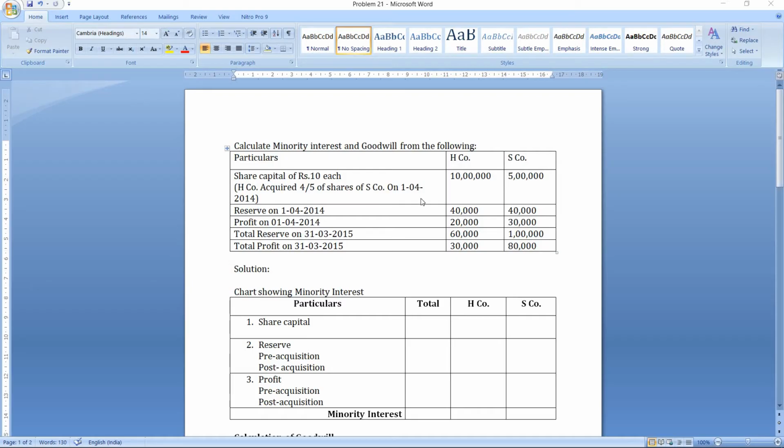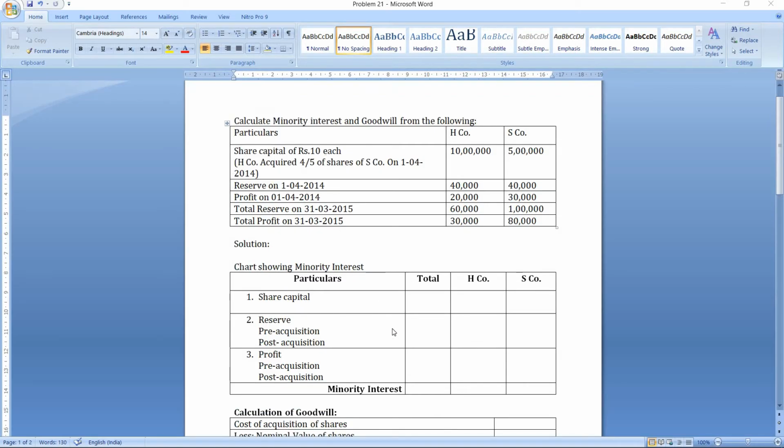The second important thing that you have to pay attention to is the date of acquisition, because based on this date only we can understand what is pre-acquisition reserve and post-acquisition reserve, and what is pre-acquisition profit or post-acquisition profit. Here you can see the date of acquisition is 1/4/2014. So whatever reserves or profit are there before 1/4/2014, they are pre-acquisition profit or reserve, and whatever reserves come later, they are post-acquisition profit. So let us start solving the problem.